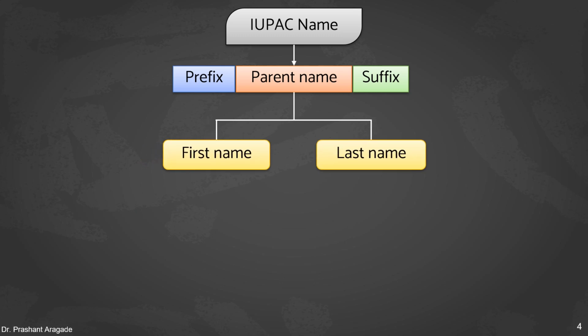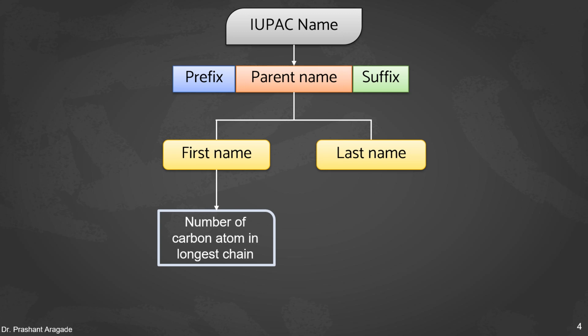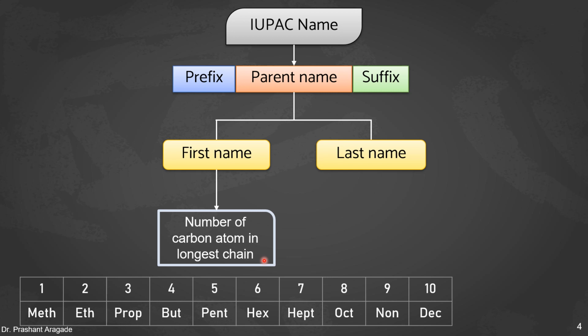So now discuss how to derive the first name for IUPAC nomenclature system. So first name is derived from the number of carbon atoms in a longest chain. You know very well, the rule number 1 is selection of longest continuous carbon chain. So depending on the number of carbon atoms present in a longest chain, you have to give the first name as mentioned in this table. Suppose your longest chain contains 8 carbon atoms, then the first name is oct. If your longest chain contains 4 carbon atoms, then the first name is but. And then first name is followed by the last name.